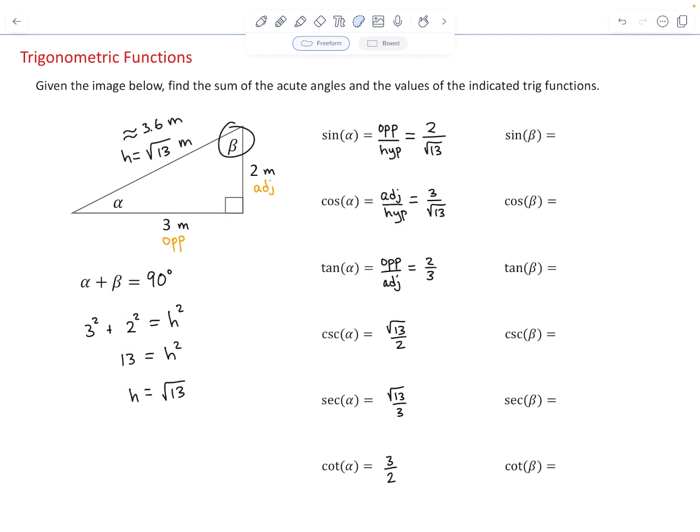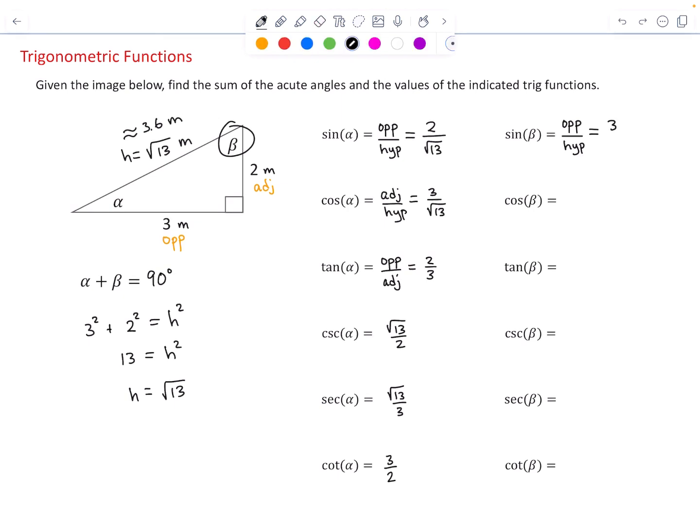So when I do sine of beta, the sine will still be opposite over hypotenuse, but relative to beta, the opposite leg is 3 meters long, and the hypotenuse is still radical 13. So we have 3 meters over radical 13 meters. Meters cancel. We get this unitless ratio of 3 radical 13ths. The cosine of beta is still the adjacent divided by the hypotenuse, but the adjacent is now the 2 meters relative to beta, and the hypotenuse is still radical 13. So we get 2 over radical 13.